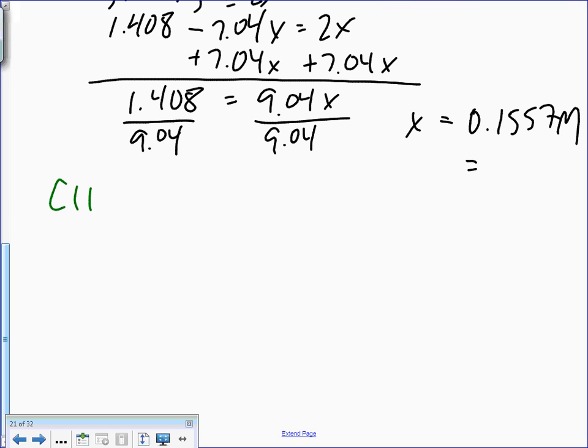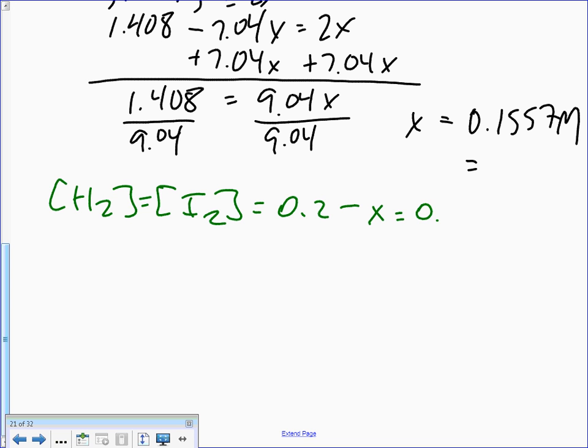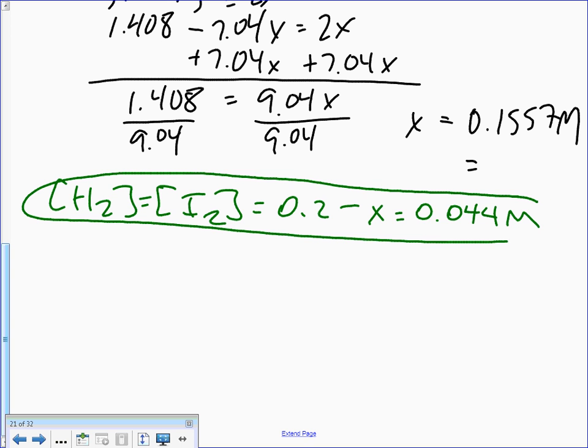So hydrogen is the same as iodine. So that minus x gives us 0.044, all around 0.044 molar. There's our hydrogen and iodine. I don't know why I circled the whole thing, but I did. And then hydrogen iodide is worth 2 x's. So that times 2 is 0.3116.